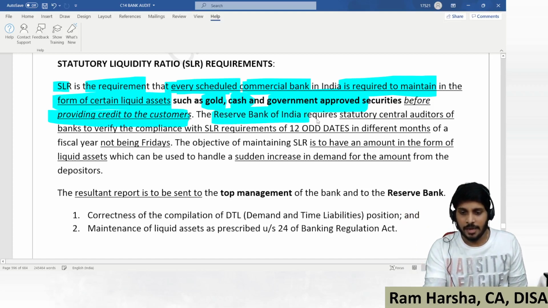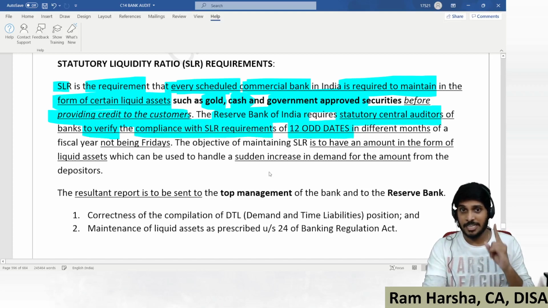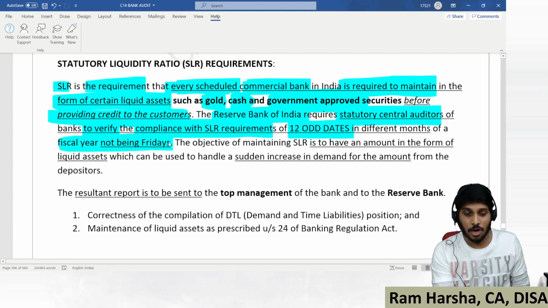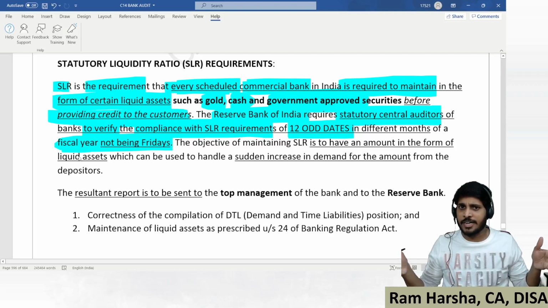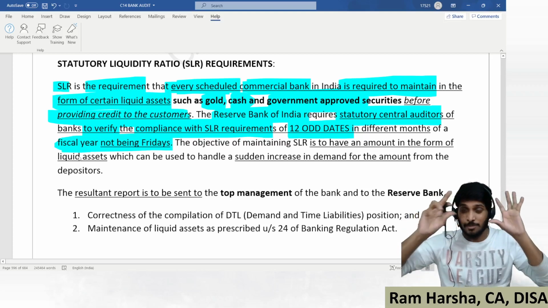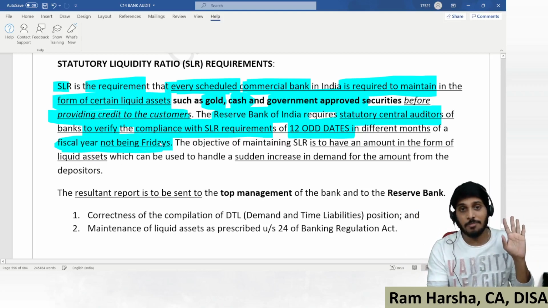The RBI requires statutory central auditors to verify compliance with SLR requirements on 12 odd dates. This can be tested as a true or false question or MCQ. The 12 odd dates are other than Fridays. In a fiscal year, say 2021, there will be 52 Fridays. Other than Fridays, how much amount is maintained, the auditor has to check on 12 odd dates in different months, not being Fridays.